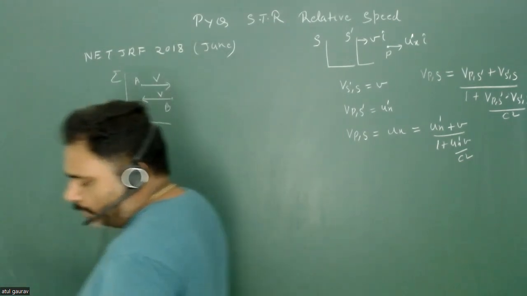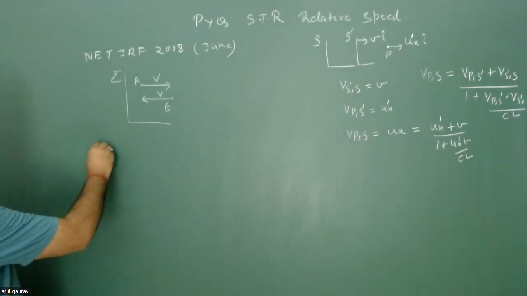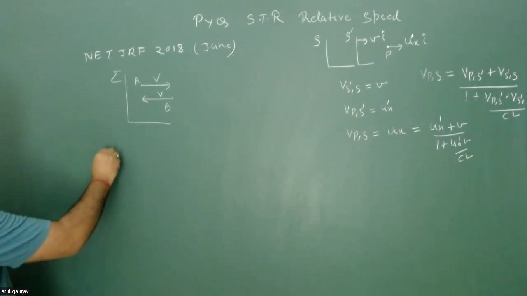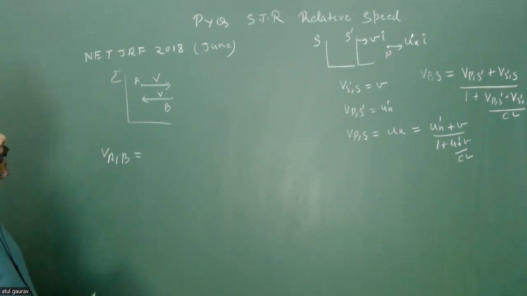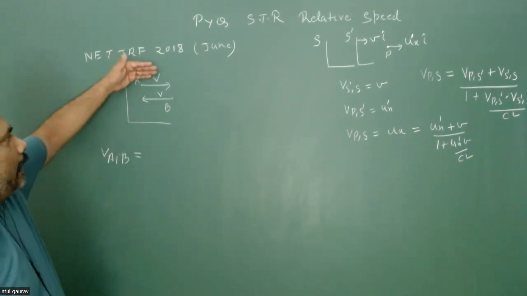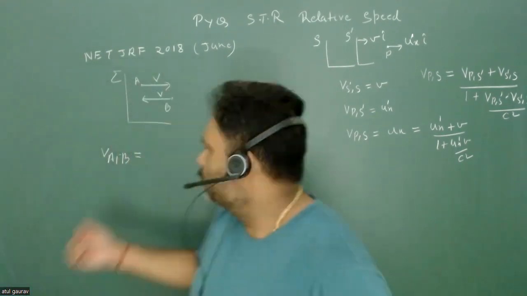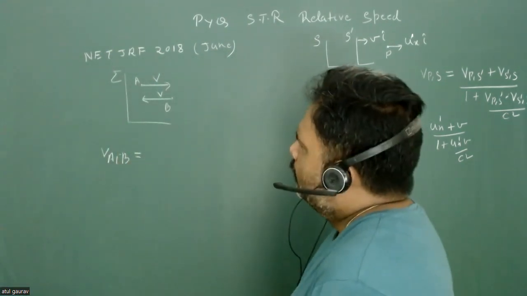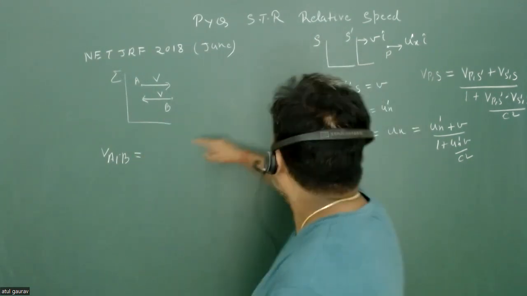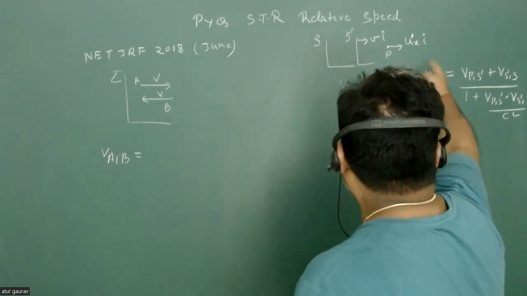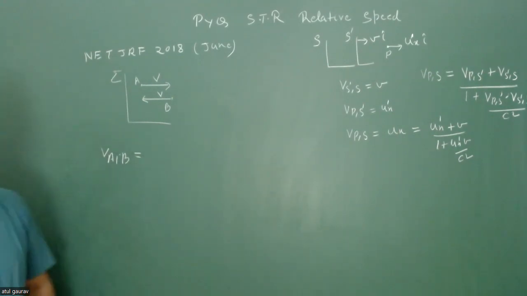And we have to calculate the magnitude. So we have to calculate the velocity of A with respect to B. In the examination, they have asked what will be the speed of A as seen from the rest frame of B. That means we have to calculate the velocity of A with respect to B. So we will try to transform this problem into this form and solve it.